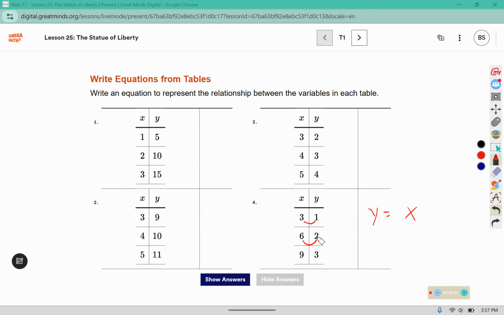Well, 6 divided by 3 is 2. 3 divided by 3 is 1. And 9 divided by 3 is 3. So this must be the equation for problem 4. Check and see if you can come up with a pattern or a relationship to write the equations for 1, 2, and 3. It has to work for every row in the table.